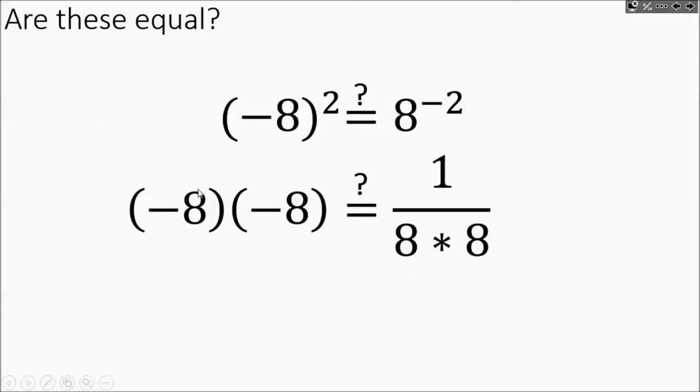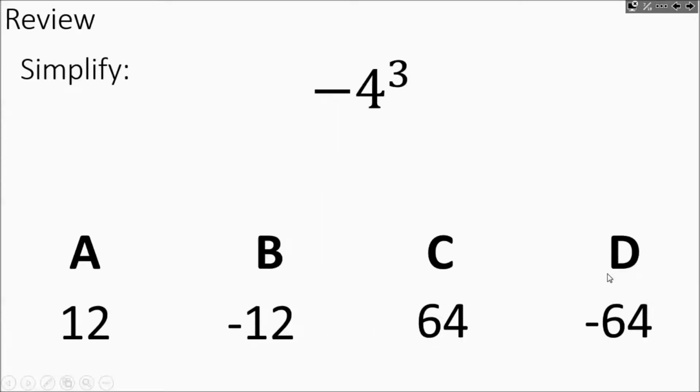So this one's negative 8 times negative 8. Anytime you have a negative exponent, you're just going to do 1 over the same exponent. And so this becomes positive 64. These two are not equal. 64 is not equal to 1/64. We're going to do just some practice here. Negative 4 to the third, it's definitely going to be negative, and 4 to the third is 64.